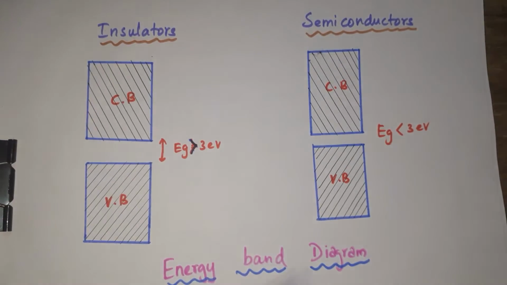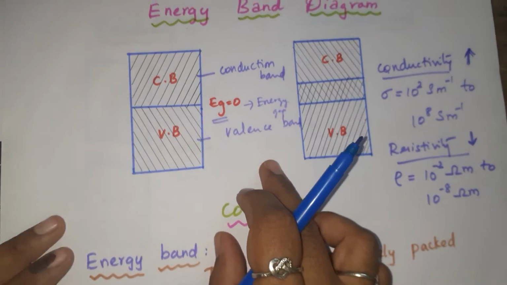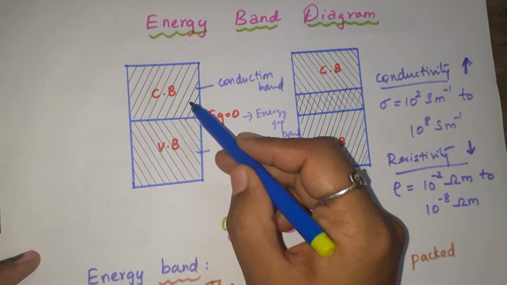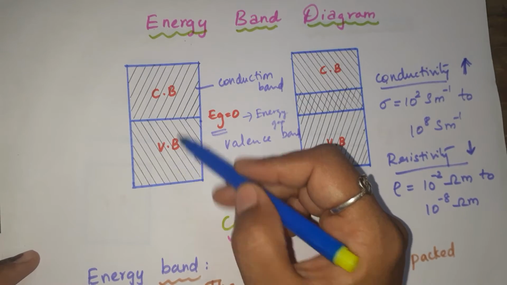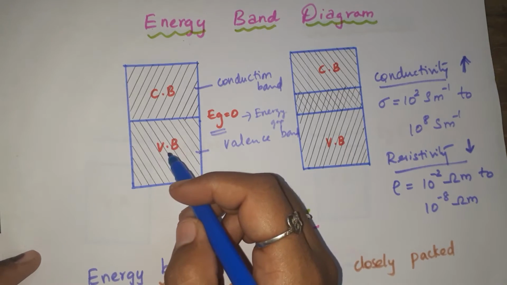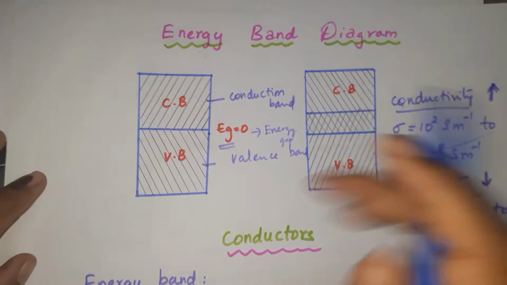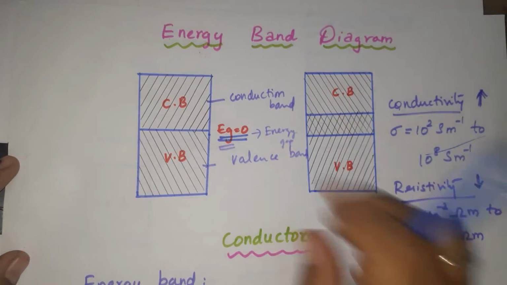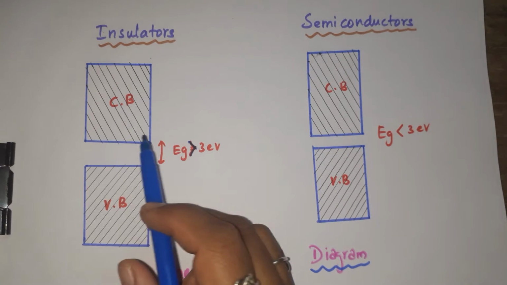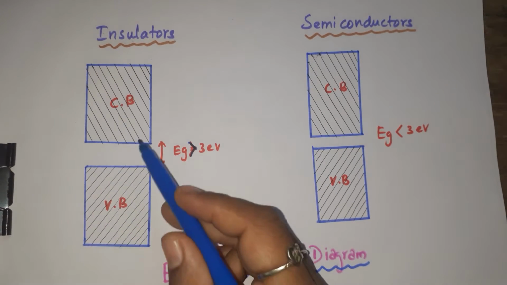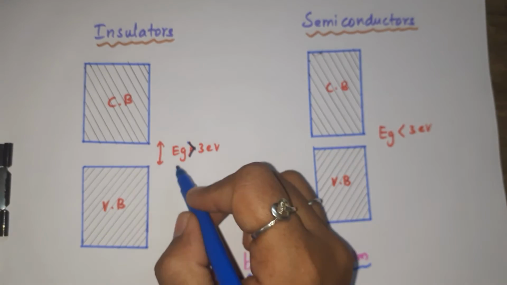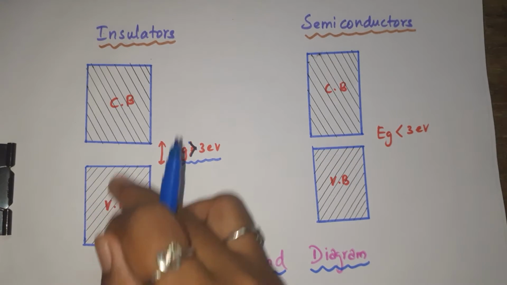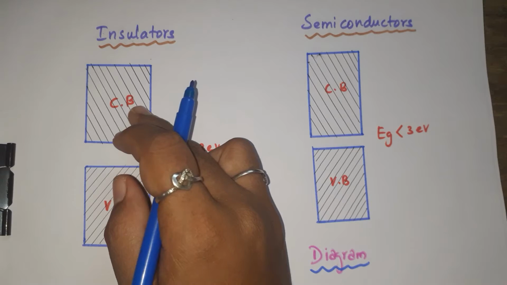No. But in the case of conductors, as I explained in the last video, the energy gap is 0, so the flow of electrons from one place to another is very easy because there is no energy gap. So we take the energy gap EG equal to 0 for conductors, which can carry current. But in insulators, between the conduction band and valence band there is a large gap, EG greater than 3 electron volt, so the electrons cannot move from valence band to conduction band.